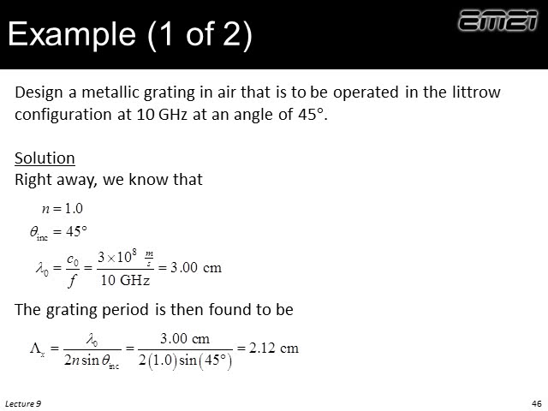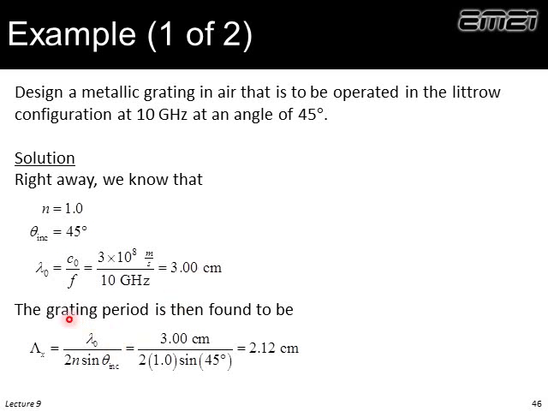So here's a design example. Design a metallic grating in air that will operate in the Littrow configuration. It will operate at 10 gigahertz at an incoming angle of 45 degrees. Well, right away we said it's in air, so the refractive index is 1, the angle of incidence is 45 degrees, and we're given the frequency at 10 gigahertz, so we know the free space wavelength is 3 centimeters.